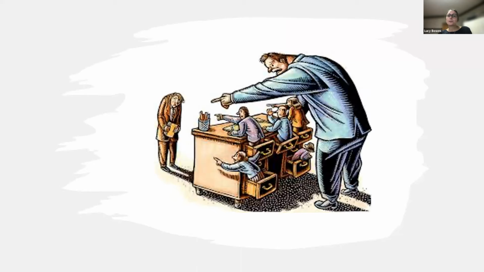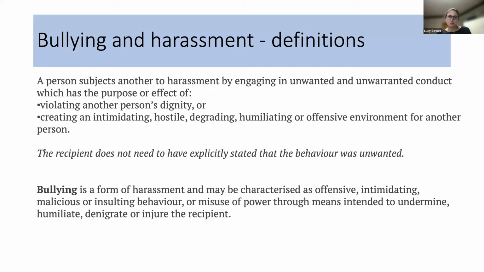So what do we mean by bullying and harassment? Well, the definition of harassment is the broader definition. We say that someone is harassing someone if they're engaging in unwanted and unwarranted conduct, which has the purpose or the effect of violating another person's dignity or creating an intimidating, hostile, degrading, humiliating, or offensive environment for another person. And the recipient doesn't need to have explicitly stated that the behavior was unwanted.